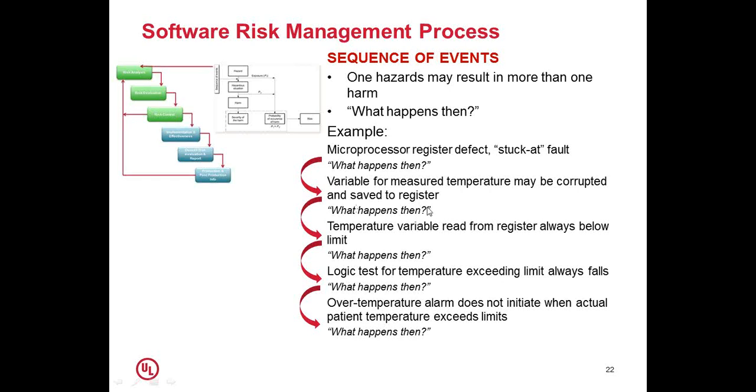Now I am looking at what happens then. If the variable is corrupted and saved to the register, the temperature variable read from the register is always below the limit. It is another situation which I am trying to assume. Now, if the temperature is always read as below limit, what happens then? The logic test for temperature exceeding the limit is always false. What happens then? The over temperature alarm does not initiate when the actual patient temperature exceeds limits.